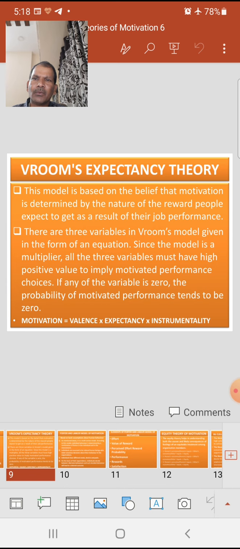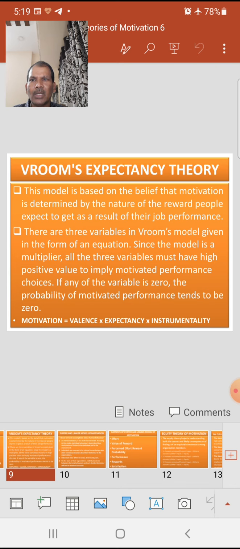There are three variables in Vroom's model given in the form of an equation. Since the model is a multiplier, all the three variables must possess a non-negative value, that is a positive value, to imply motivated performance choices. If any of the variables is zero, the probability of motivated performance tends to be zero. That means if the relationship between the variables is multiplication, if one factor becomes zero, the outcome will become zero.